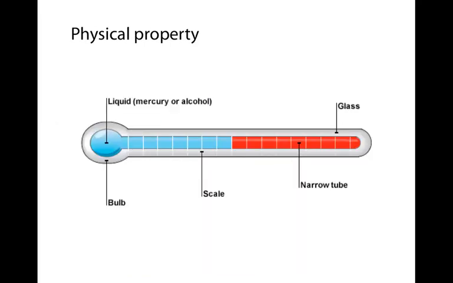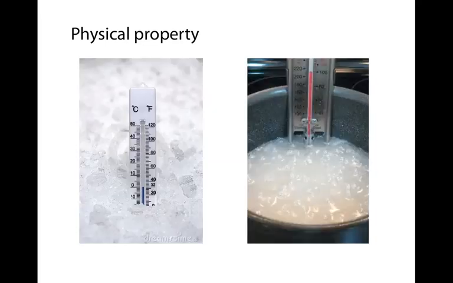Physical property, well, this is your standard, normal, what you think of as a thermometer. A liquid could be mercury. Nowadays it's more likely to be alcohol because mercury is rather poisonous. And as the thermometer and the liquid inside it gets hotter or colder, it expands or contracts. Okay, and the amount of expansion, the amount of contraction, is measured on the scale, and that gives you the temperature.